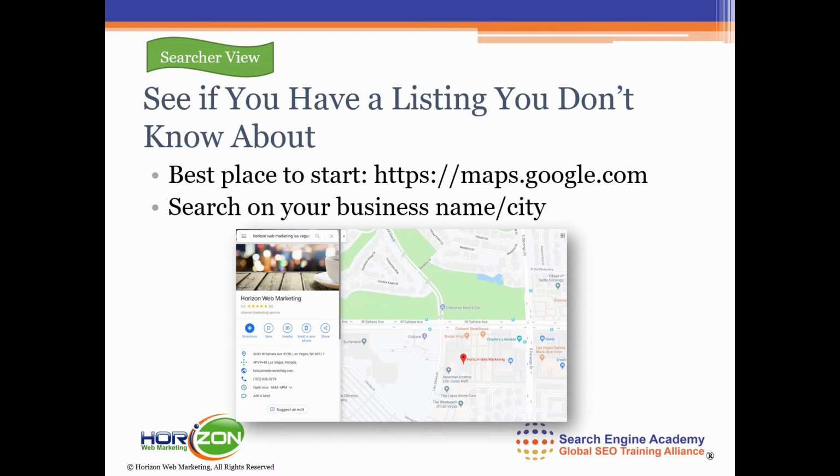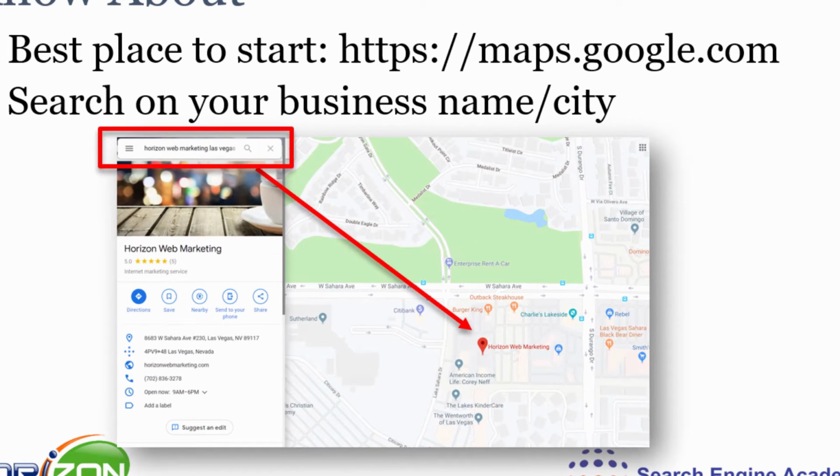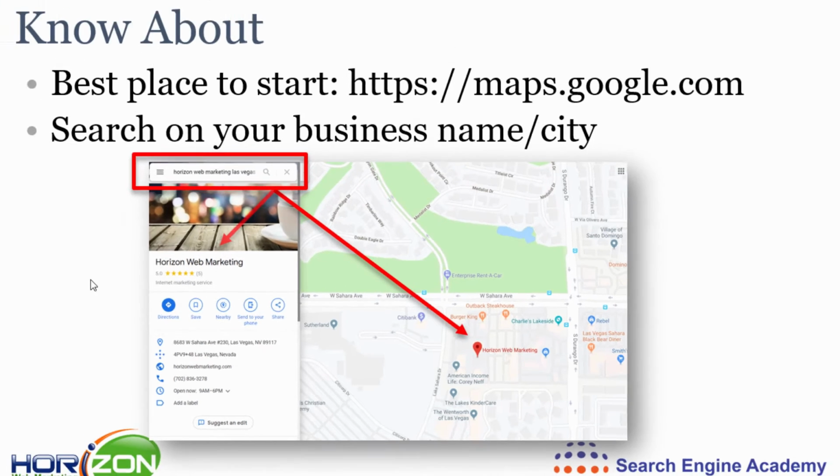Best starting point is to just search on your business name followed by your city. So in this case, you'll see I've searched on Horizon Web Marketing Las Vegas. And Google will bring up a listing down here. It does seem to realize it is a business listing because it's showing reviews. It's showing a particular address, phone number, even gets hours of being open. So this is a pretty easy search. It was easy to find our business.